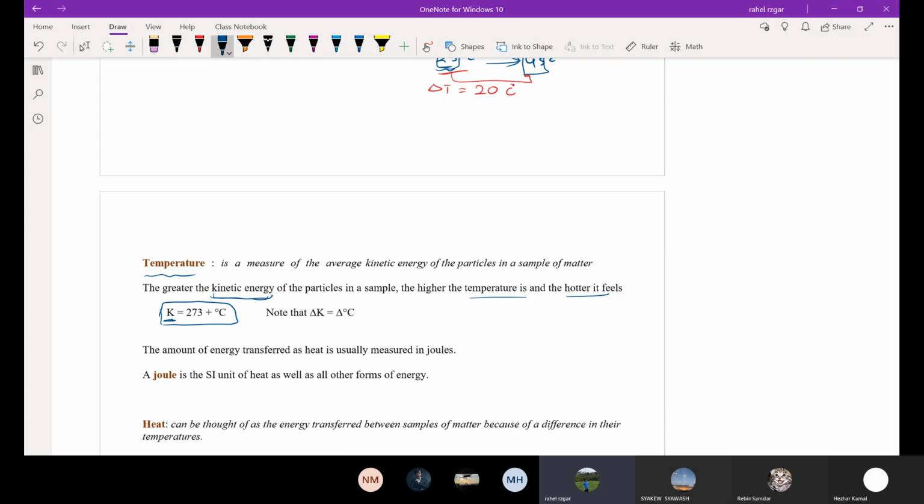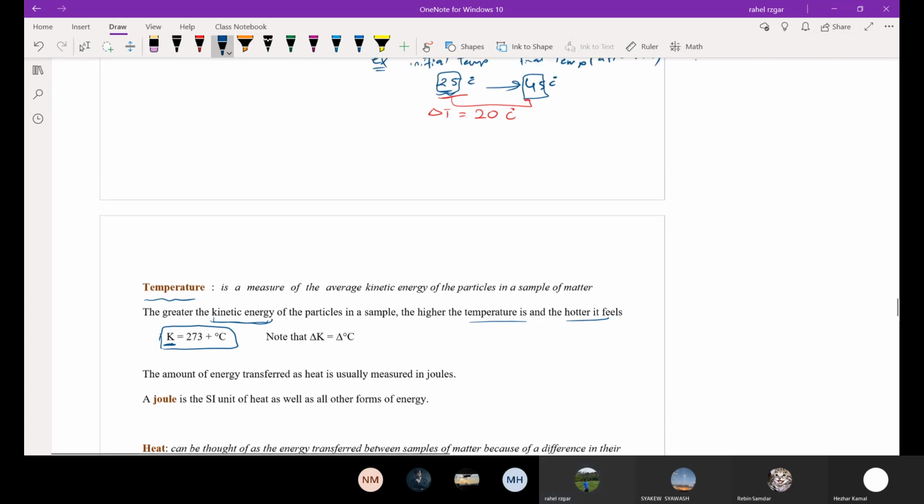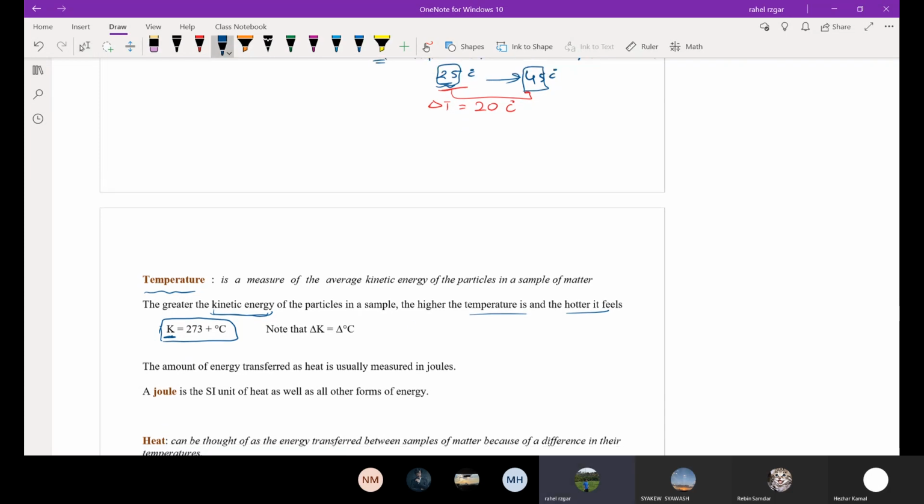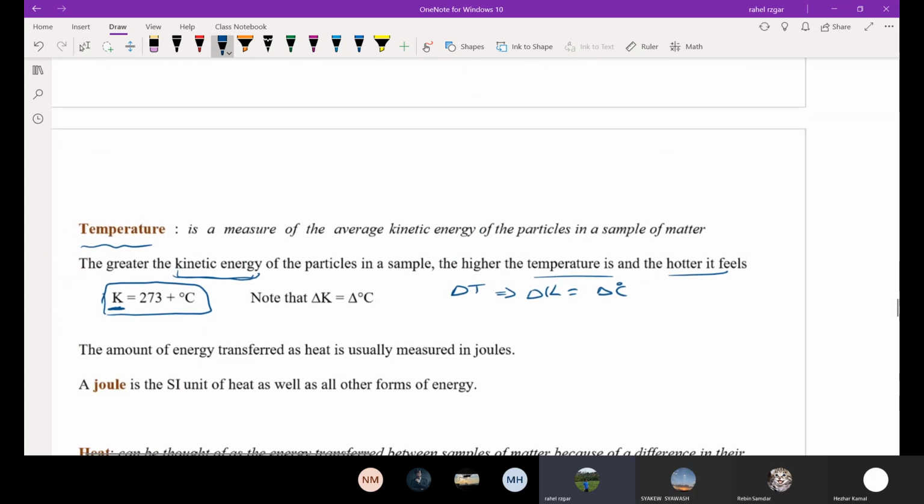What about delta Kelvin? Delta Kelvin, so delta temperature, change in temperature, can be measured in delta K, which is also equal to delta C. So delta K and delta C are the same. Change in K and change in C are the same.